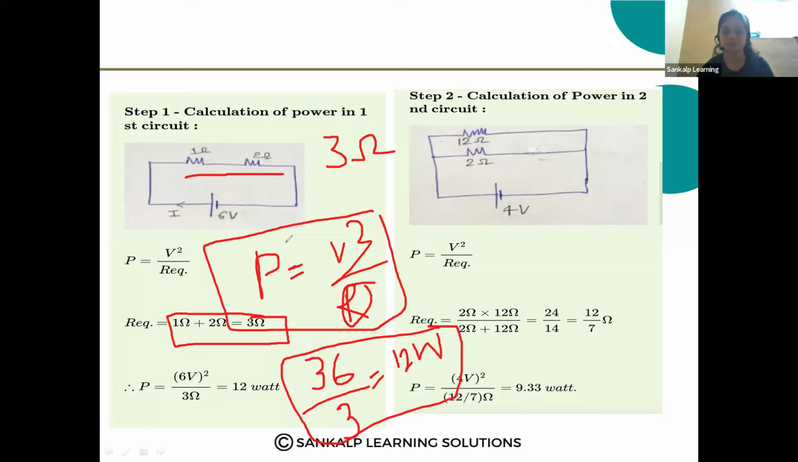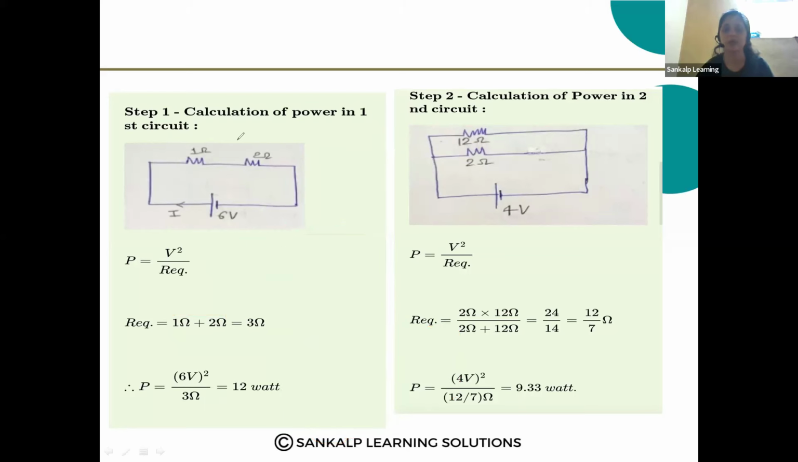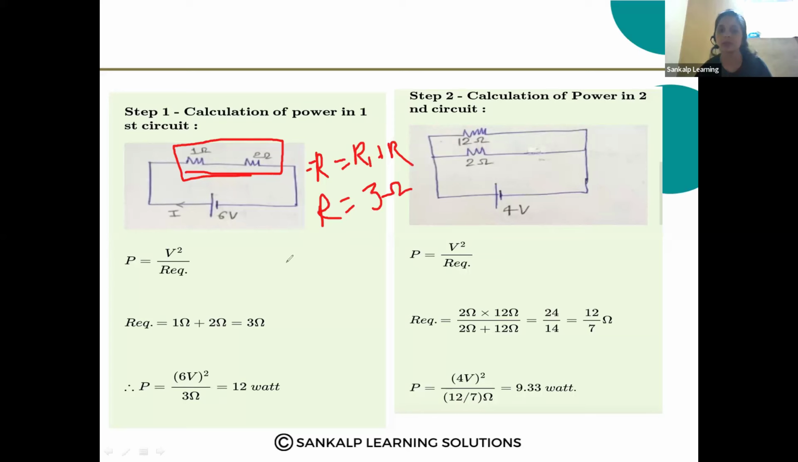Here we have to calculate the power. When the resistors are connected in series, R series is equal to R1 plus R2, so the total resistance is equal to 3 ohm. So we know R, then we know V. Power is equal to V square by R, the formula you can apply. We know the V square and R in series, then you can calculate the power.